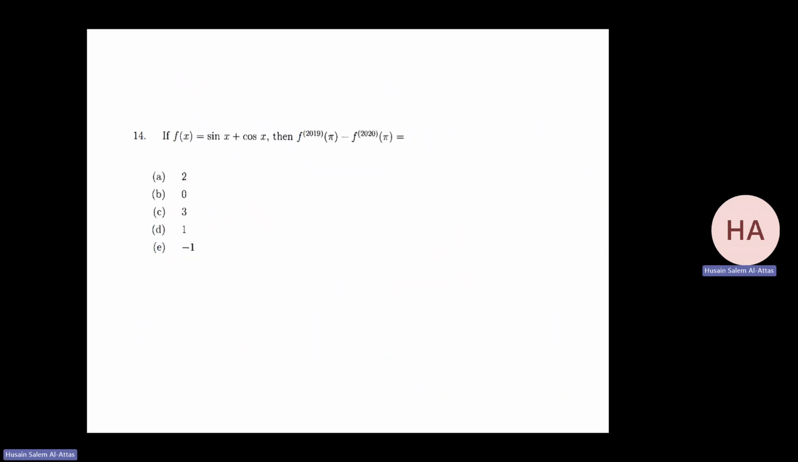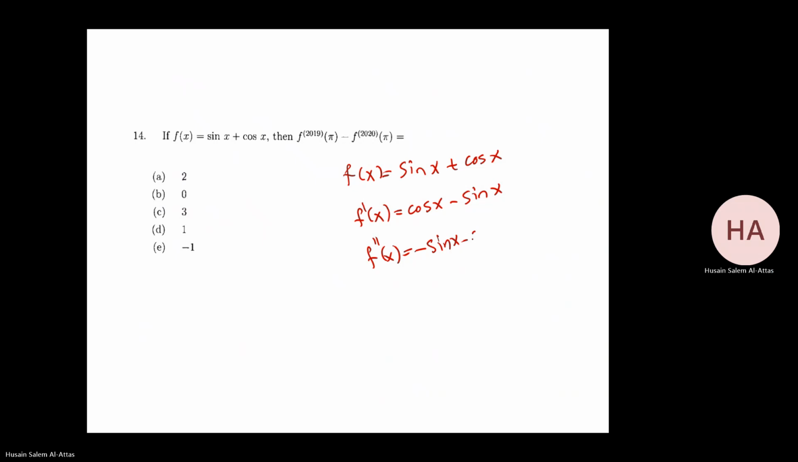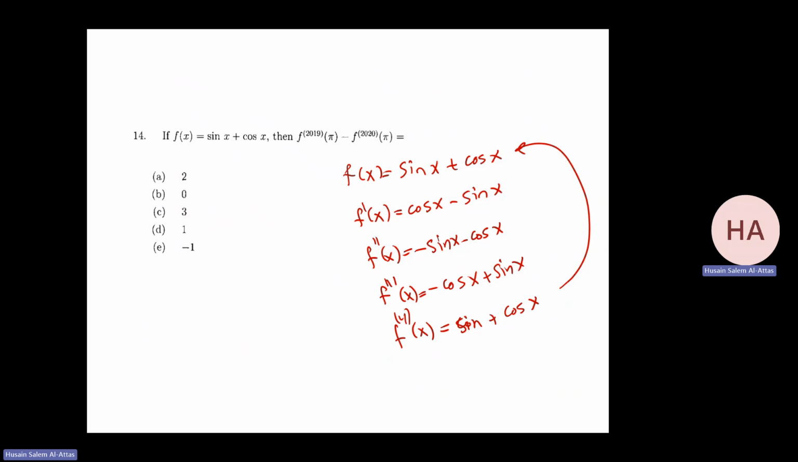I have sine plus cosine. Okay. Sine x plus cosine x. You can do it one by one, or in this problem you can do it at the same time. The first derivative is cosine minus sine, I mean. The second will be minus sine, minus cosine. Third, it will be what? Minus cosine plus sine. Fourth, it will be sine plus cosine, which is the one I started with.